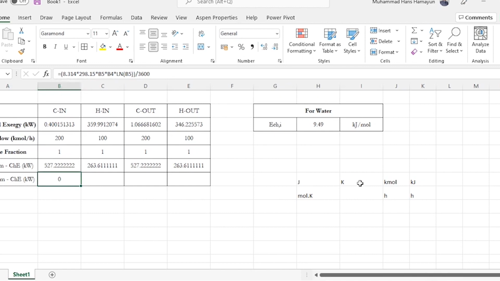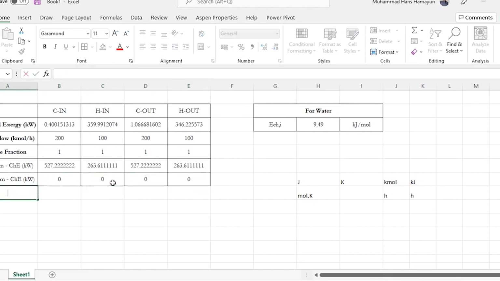Like R T naught, if you look at these two factors, it has given us joule per mole. Once we have multiplied it with kilomole per hour, it is left with kilojoule per hour, and then we have to divide it by 3600. So what we need to do is simply drag it, and we will now sum these two terms to get the answer of chemical exergy in kilowatt. And how can we get that answer? We can get that answer by adding these two terms.